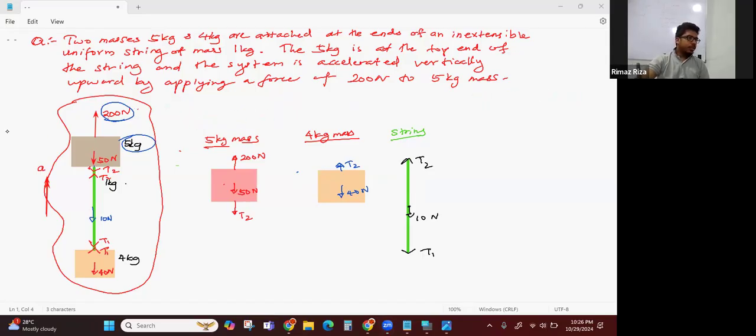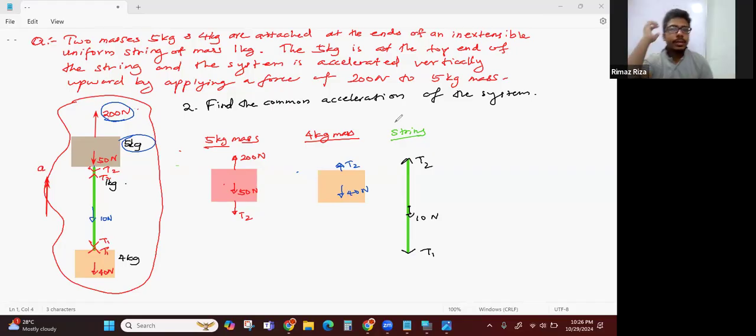So the second question is, find the common acceleration of the system. Find the common acceleration of the system. Okay. So find the acceleration. You have to find the value of A.